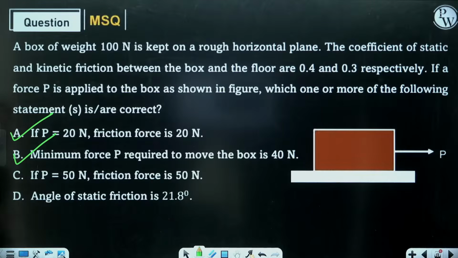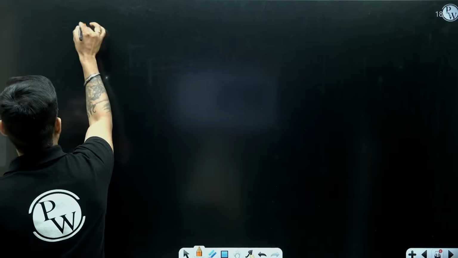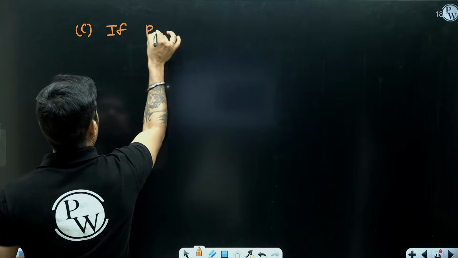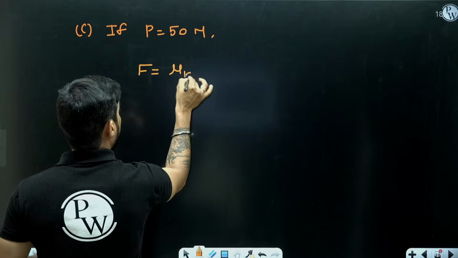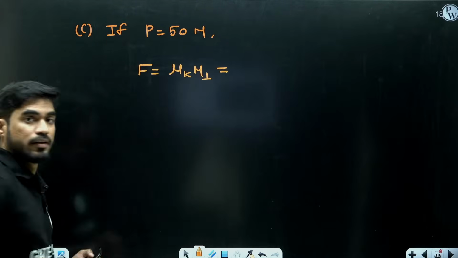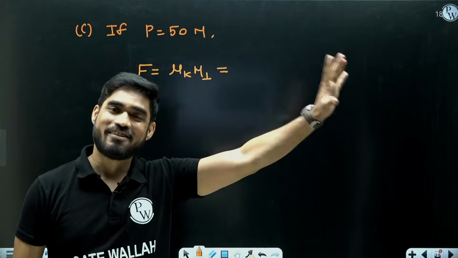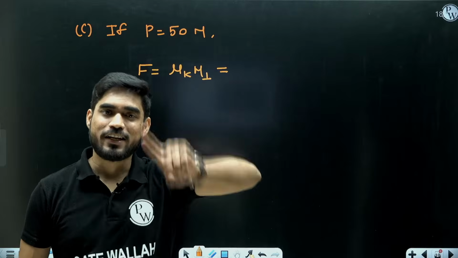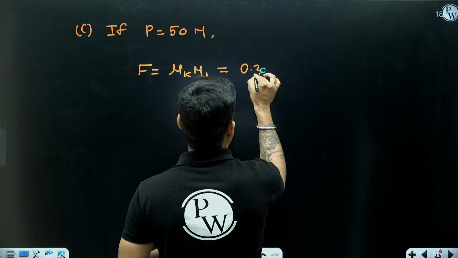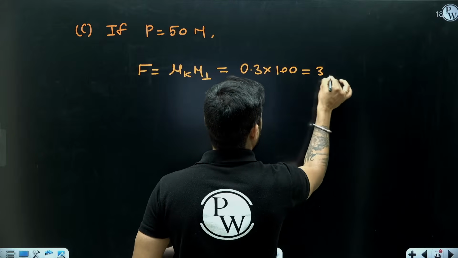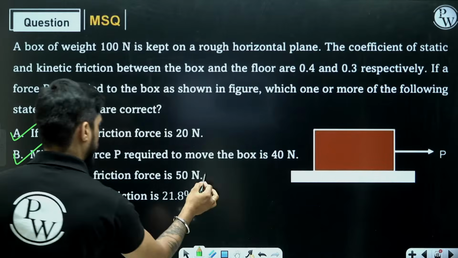Now next statement, if P is 50 Newton, then what will be the friction force? If P is 50 Newton, then F will be mu k into N1, because after 40 Newton the block will start moving. And when the block starts moving, your friction force will be the kinetic friction force, mu k into N1. What is mu k? 0.3. N1, 100. So it will be 30 Newton, not 50 Newton. So this statement is wrong.